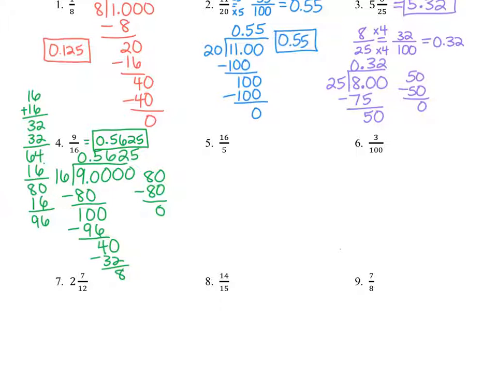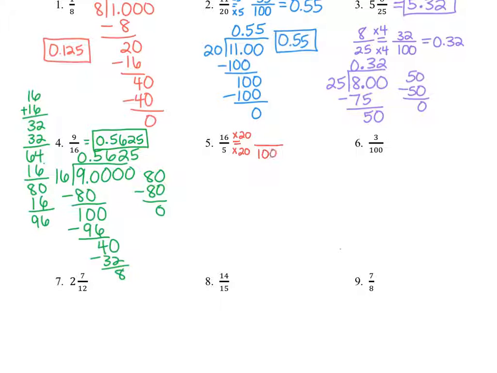Next one, 16/5. There's a lot of different ways we can do this one. I'll show you the first way: 5 is a factor of 100. So I can easily get the denominator to be 100 by multiplying by 20. What I do to the denominator, I must also do to the numerator to get an equivalent fraction.